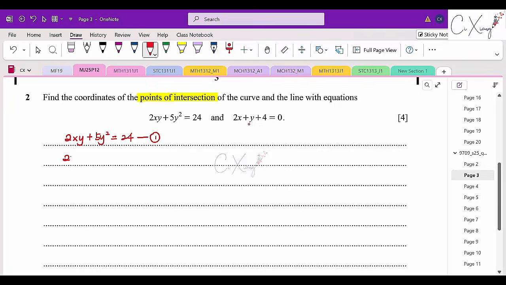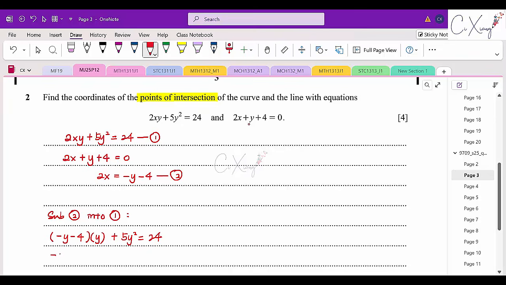So I have 2x + y + 4 = 0, and I would like to change it to become 2x = -y - 4. This is my second equation here. I want to substitute the second equation into the first one to solve them simultaneously. So for 2x, I will replace it using (-y - 4) multiplied by y. So 2xy + 5y² = 24.